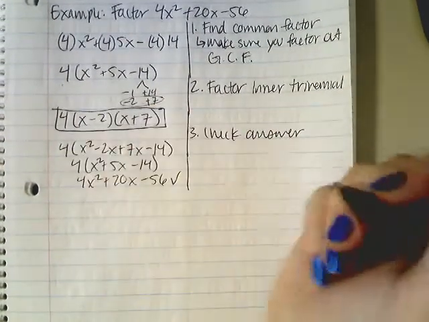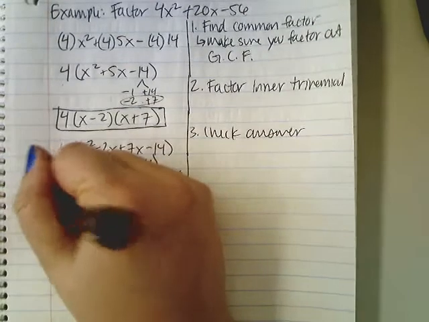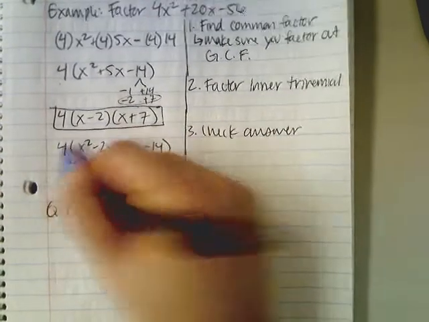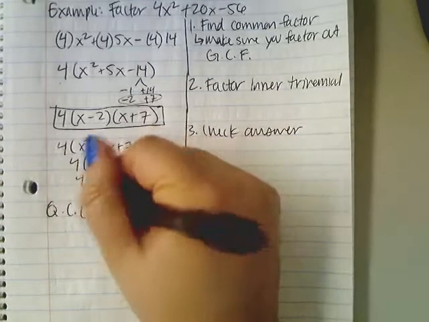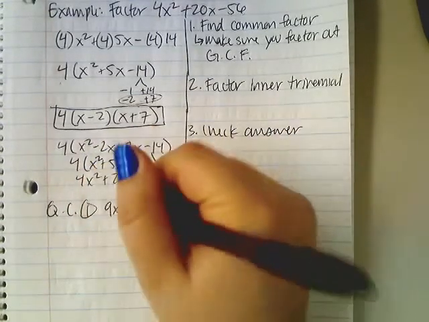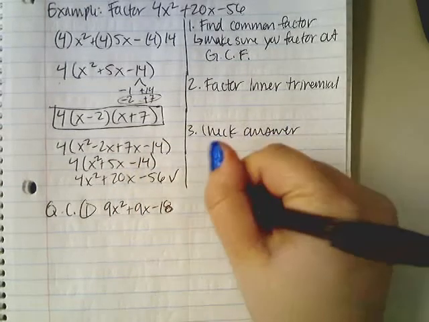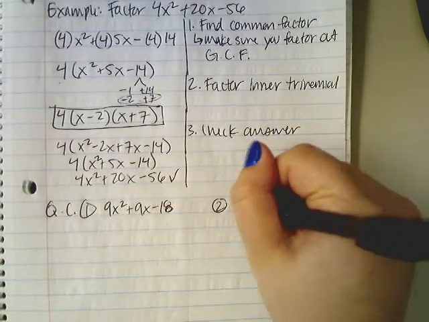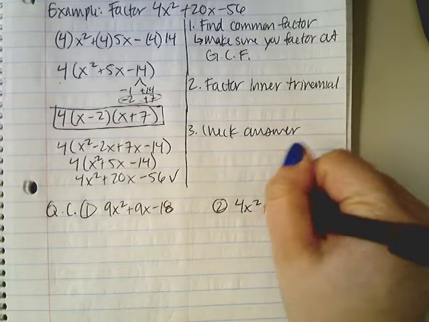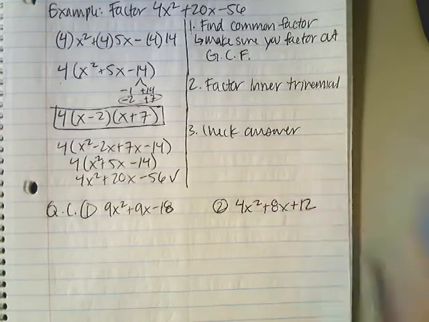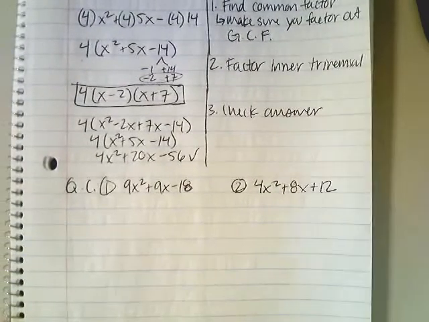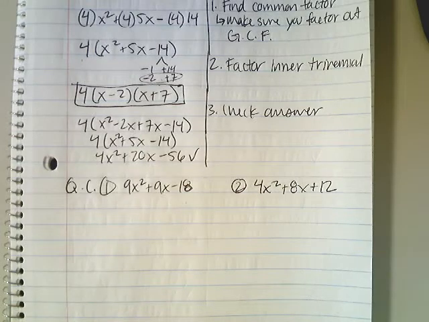We're going to do 2 quick checks really fast. So I'm going to put them both here so you know to keep or leave room for both of them. So we have 9x squared plus 9x minus 18 as our first one. And our second one will be 4x squared plus 8x plus 12. So try those each on your own right now. Pause the video, give it a shot. I'm going to go over it.